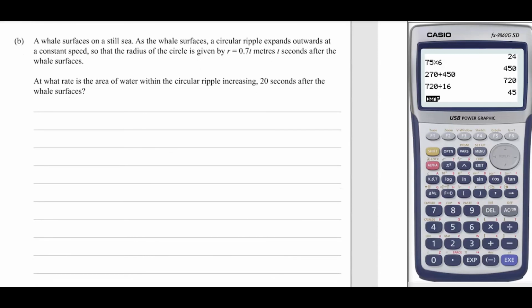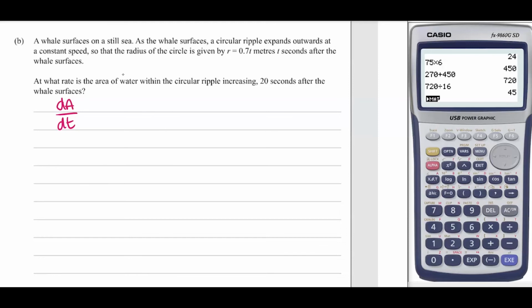On B, we've got a whale that surfaces on a still sea. As he surfaces, a circular ripple expands outwards at a constant speed. We've got the radius of the circle is given by this function here. At what rate is the area of the water within that ripple increasing 20 seconds after it surfaces? So let's start with what we've been asked for, the rate of the area of water. So dA by dt is what we're looking for.